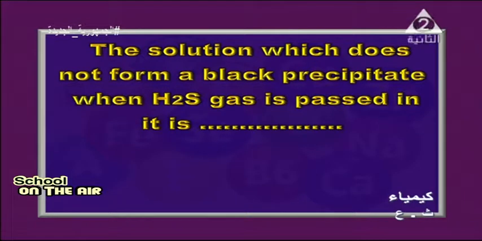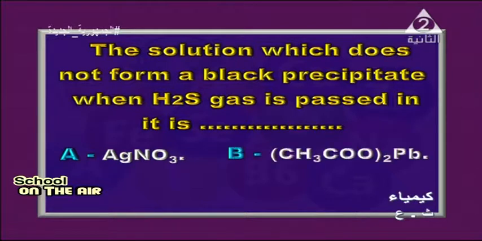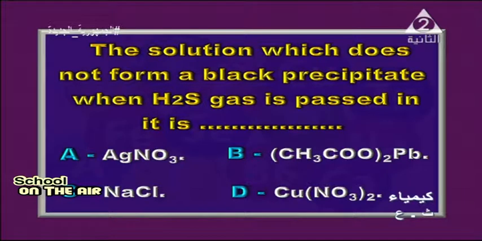Next question. The solution which doesn't form black precipitate with hydrogen sulfide gas, if it is passed in it, is silver nitrate, lead acetate, sodium chloride, or copper nitrate. The answer will be sodium chloride, as it doesn't form precipitate. We know that sodium salts are all soluble in water and don't give precipitate at all.